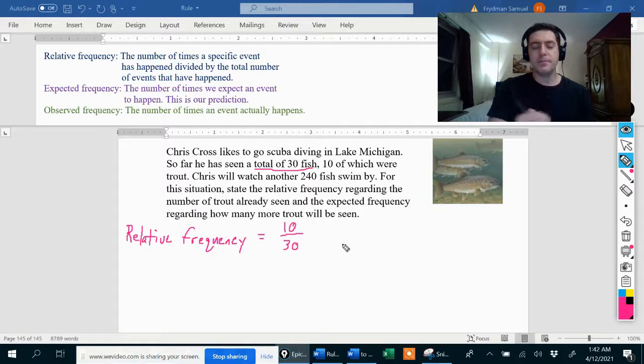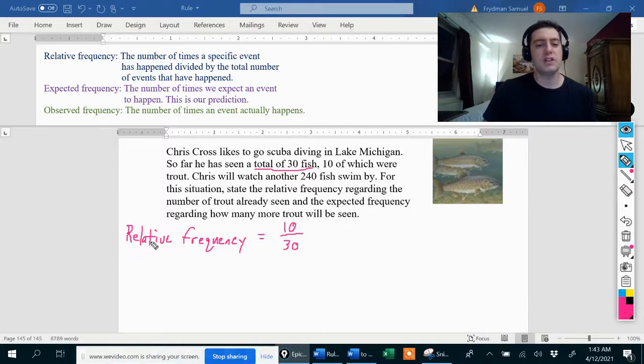Now that looks very similar to a probability, doesn't it? Where we have the number of good outcomes over the total number of outcomes. And you might be asking yourself, well, is this also the probability of seeing a fish in the future? And the answer is yes, it is the probability. It's a probability just given a different name.